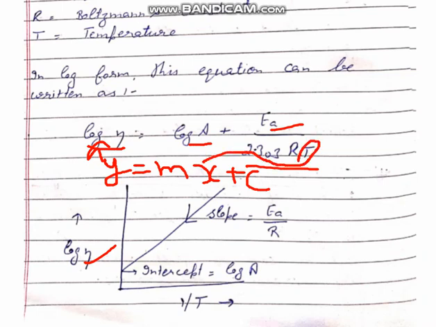So the value which are with respect to T give rise to the value of slope of the equation, and intercept value will be log A. When the graph is plotted between log eta and 1 upon T, a straight line is achieved and the slope of the line will be equal to Ea upon R, and the intercept will be equal to log A.